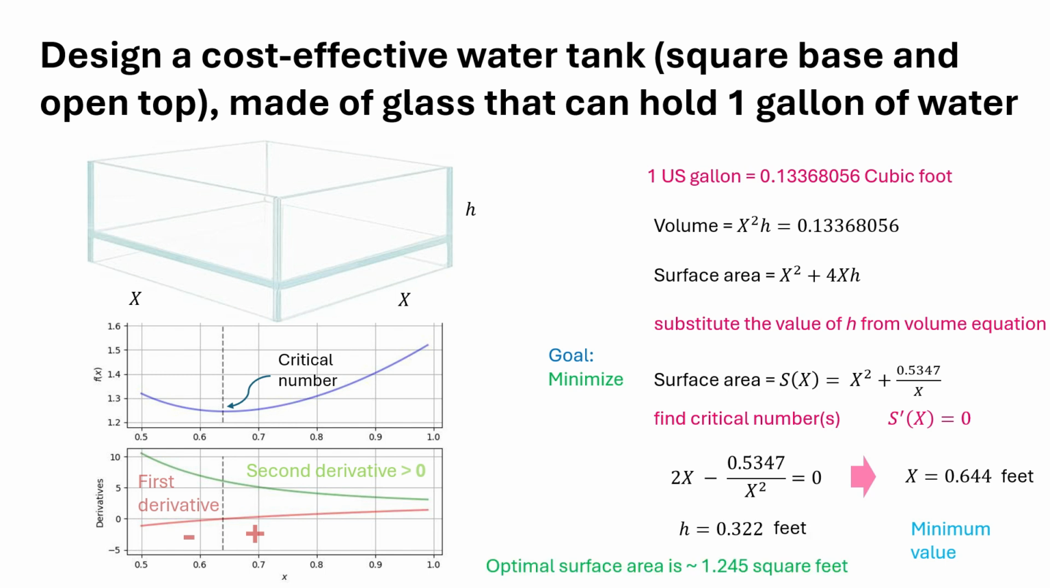Now that we have found the value of x that minimizes the surface area, we can get the optimal surface area, which is approximately 1.245 square feet. We can also get the value of h from the volume constraint, which is 0.322 feet.